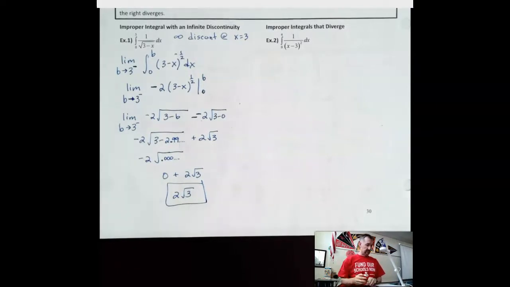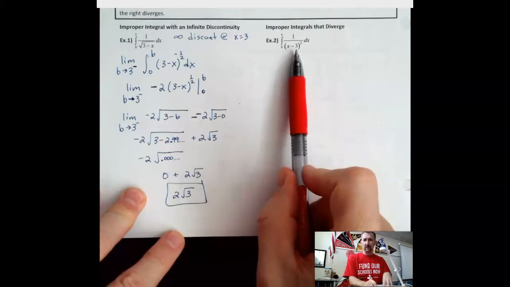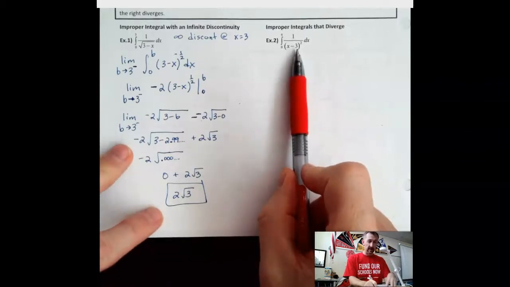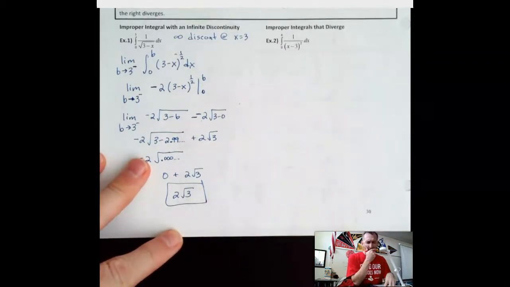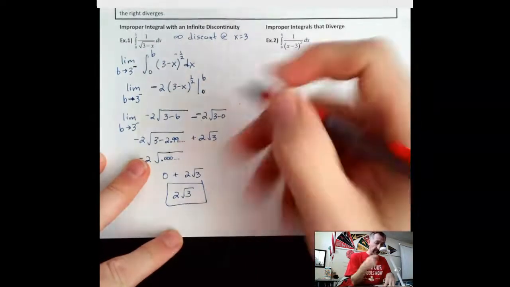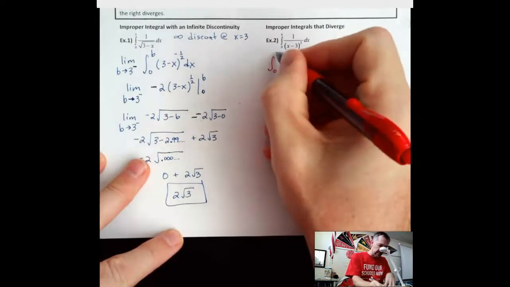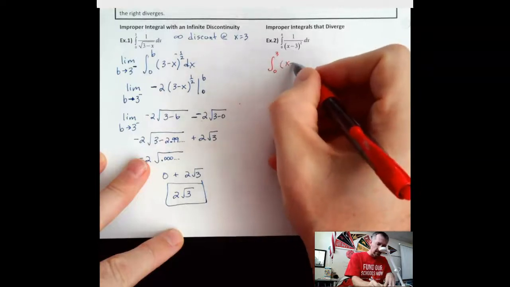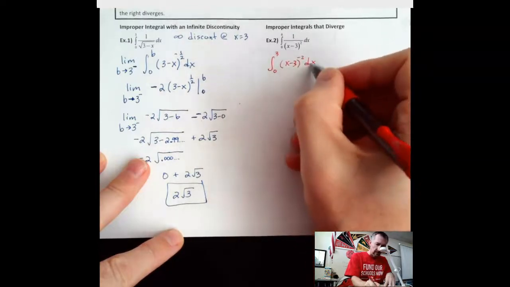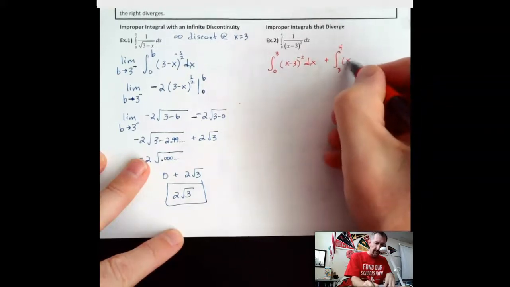So hopefully that worked out for everybody. Now, this one is kind of double trouble. So we've got that infinite discontinuity at 3 again, but that's on the interior here. So, excuse me, we're going to have to divide that up, first of all, and go from 0 to 3, and then go from 3 to 4, because we have a problem on both sides of that.